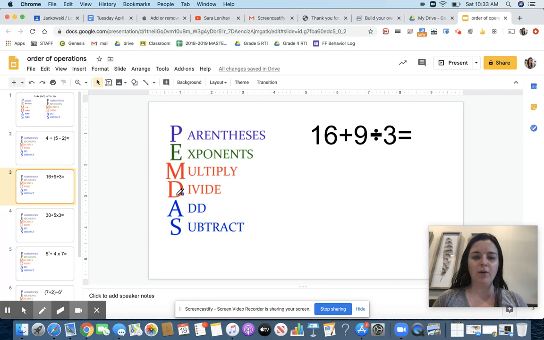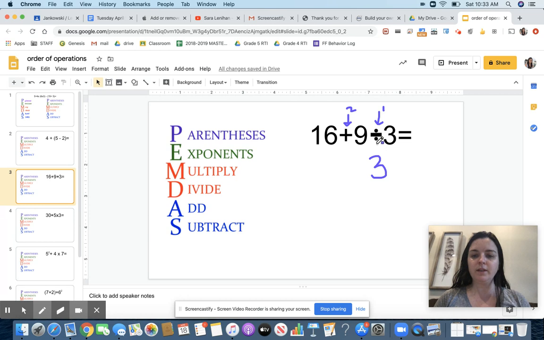Next, I multiply or divide. So I do see a division sign. So that tells me I have to divide first before I can go on to my addition. Okay, so this has to happen first, then this has to happen second. So I'm going to do my first operation. 9 divided by 3 is 3.